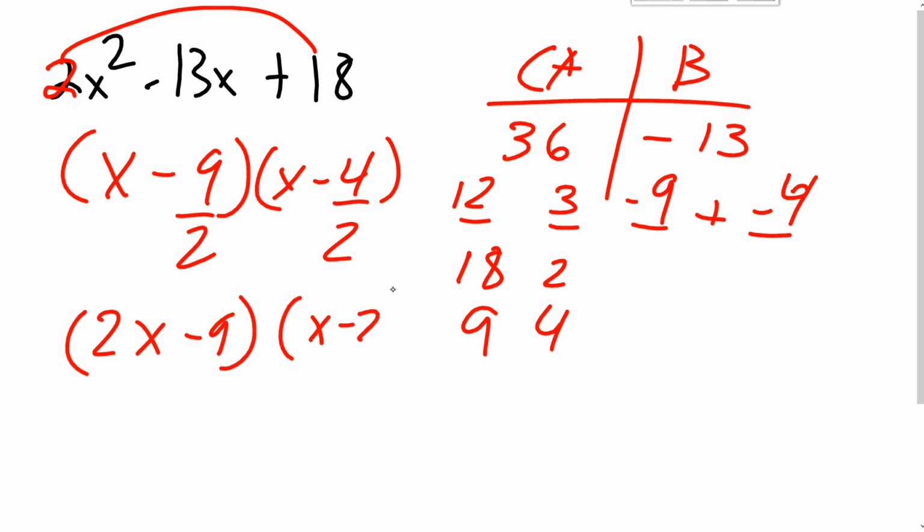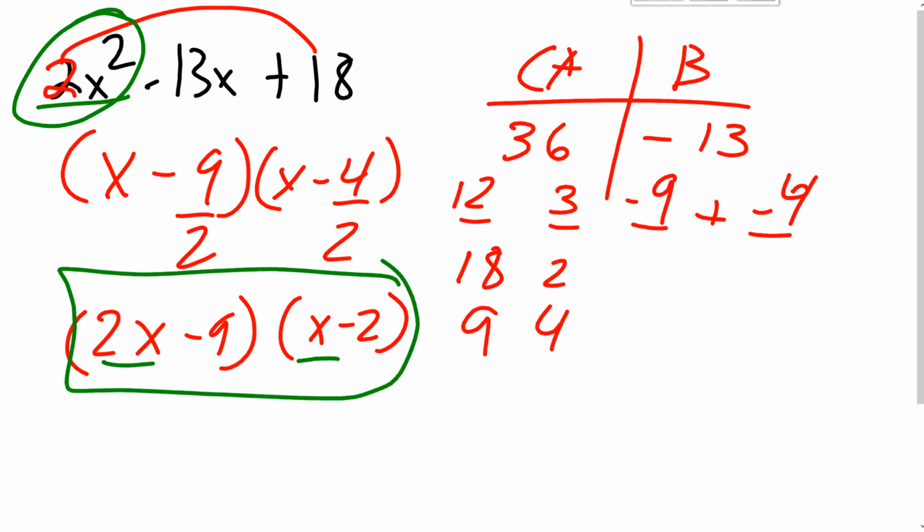And this does reduce. And then what I can always do is just check my work, especially that first one. So 2x times x is 2x squared. So always check that first one at least. But those are my answers there.